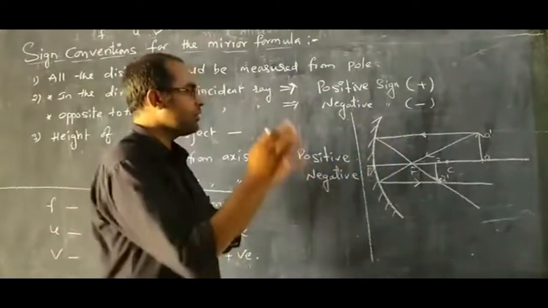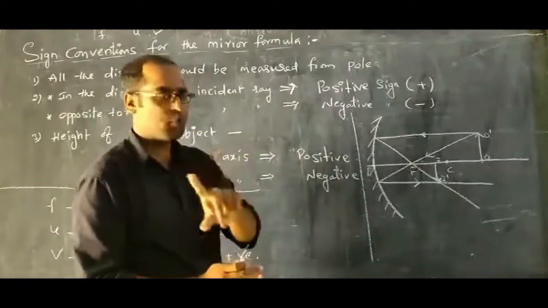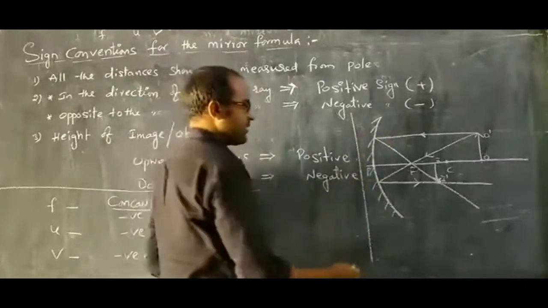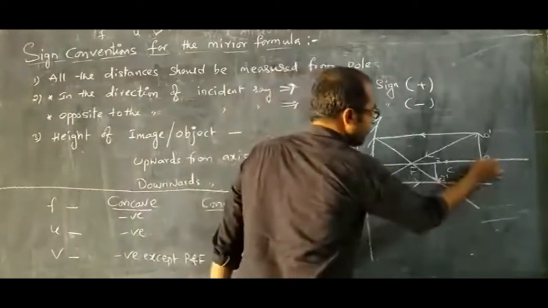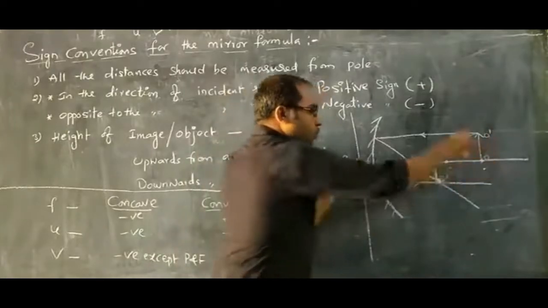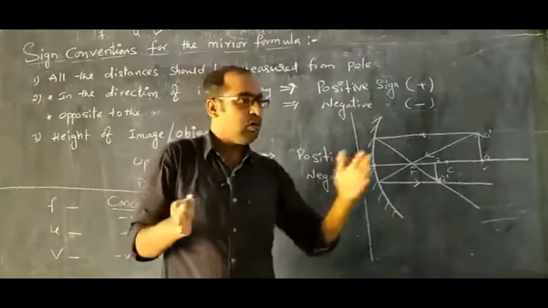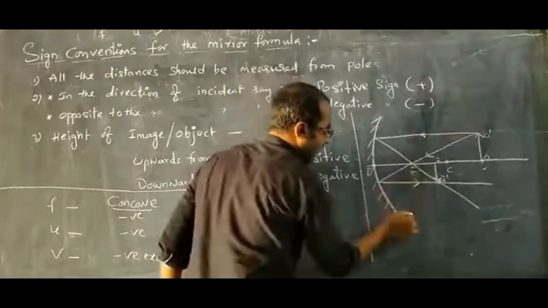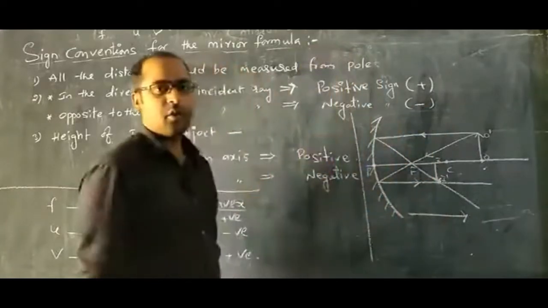Yes, so it is the ray diagram. In this we have to measure the focal length, object distance and image distance. All the distances should be measured from pole. Let us measure the object distance now. Object distance is nothing but the distance between pole and object, so we are measuring from pole to object. We are measuring in this direction, from my right side to left side. This is the direction in which I am measuring the object distance.